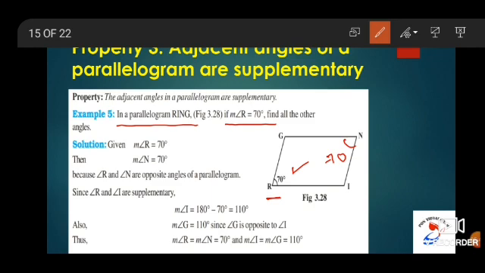Similarly, if you are finding this angle I, you can say that angle I and angle G are equal. So to find angle I, the property we are going to use is that adjacent angles of a parallelogram are supplementary. That is, 70 degrees plus angle I is equal to 180 degrees. Therefore, angle I will have the value of 180 minus 70, that is 110. So if angle I is 110, similarly angle G also will be 110.